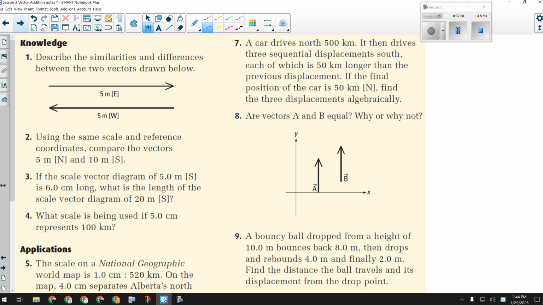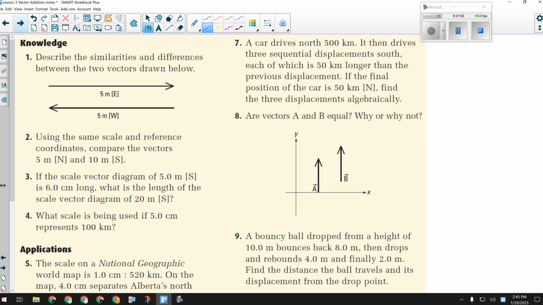All right, I would like you to try question number 7. The diagram is helpful, but it is actually a bit more of an algebra trick in the end. But the idea here is that it's going to illustrate how important or helpful a diagram can be, even when we're talking about collinear vectors.